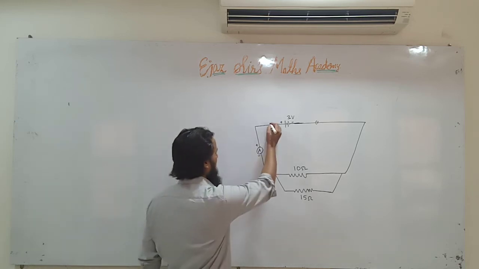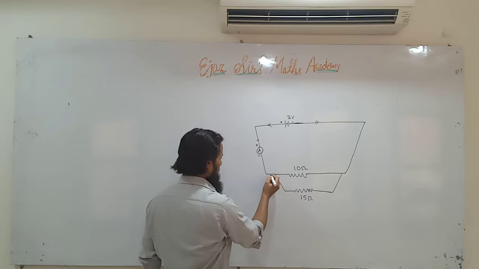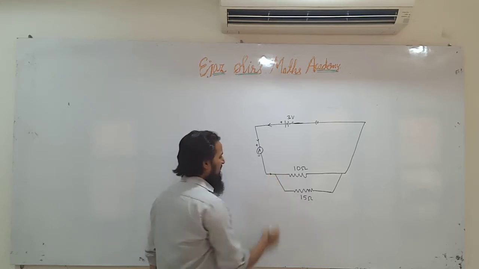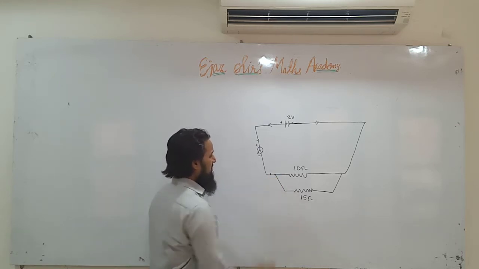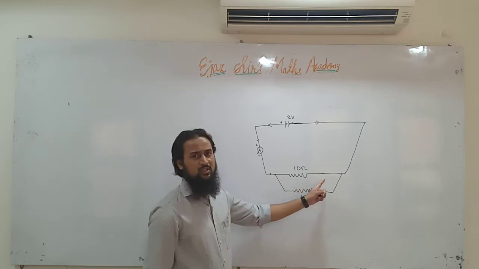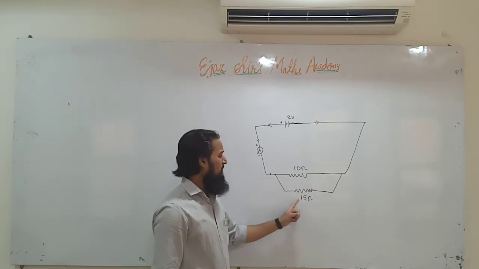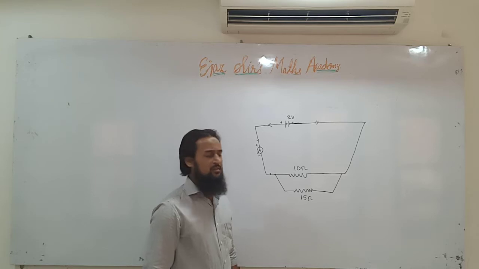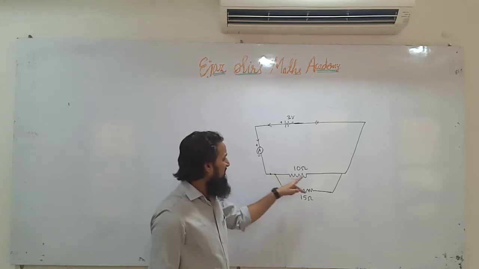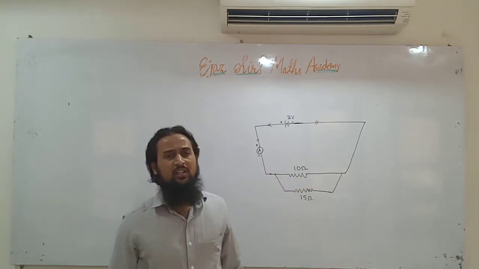Why? Because if the current is coming from here, it will get divided into two branches. Some current will go here through the 10 ohm resistance and the other remaining current will pass through the 15 ohm resistance. So the current is divided into two branches. That's why these two branches are in parallel.